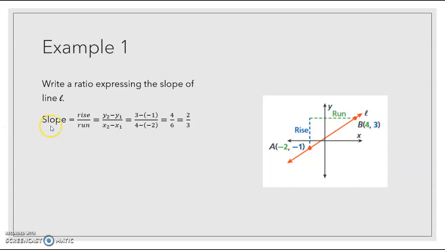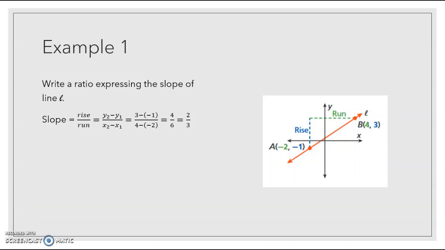Okay, so you may remember that slope is the ratio of rise to run. So it's rise over run. This is the actual slope formula, y2 minus y1 over x2 minus x1. And here I just put in the numbers, and I got a slope of 4/6, which reduces to 2/3.